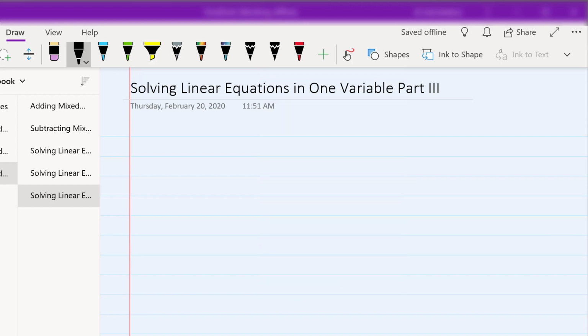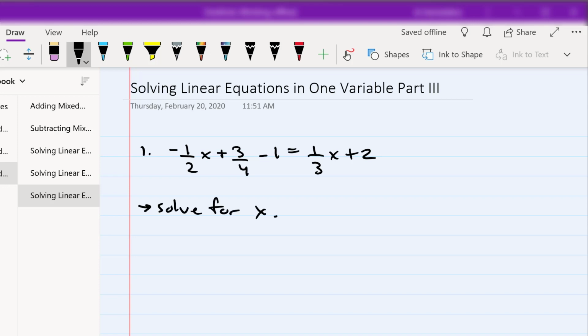Let's get started. Number 1, suppose I had an equation minus 1/2 x plus 3/4 minus 1 equals 1/3 x plus 2. And the question is, solve for x.